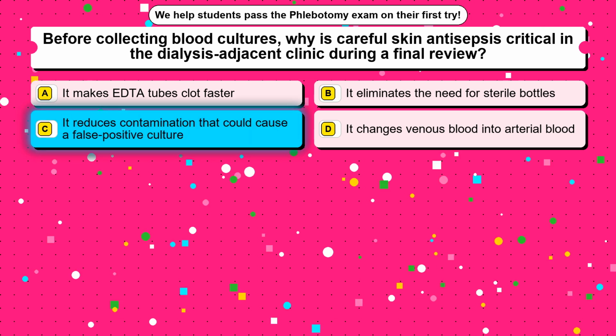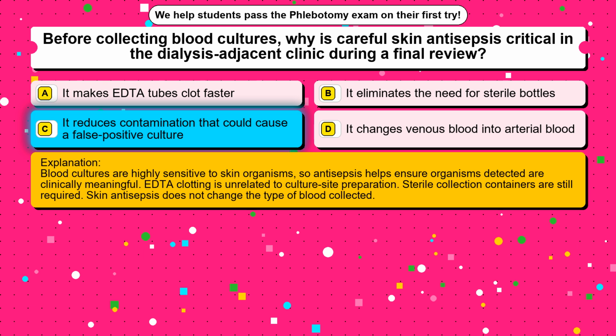The correct answer is option C. It reduces contamination that could cause a false positive culture. Blood cultures are highly sensitive to skin organisms, so antisepsis helps ensure organisms detected are clinically meaningful. EDTA clotting is unrelated to culture site preparation. Sterile collection containers are still required. Skin antisepsis does not change the type of blood collected.